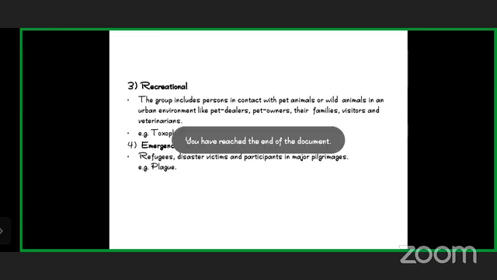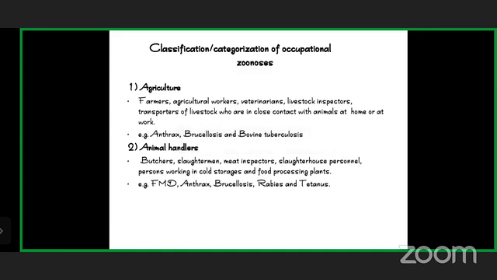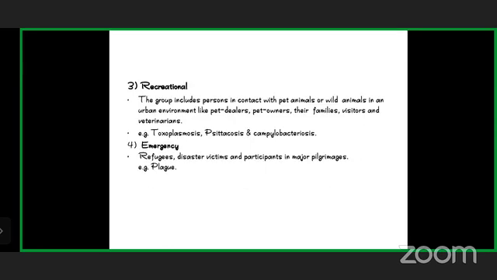I hope you became well aware of these diseases: anthrax, brucellosis, tuberculosis, FMD, rabies, tetanus, toxoplasmosis, and finally a little about psittacosis, campylobacteriosis.